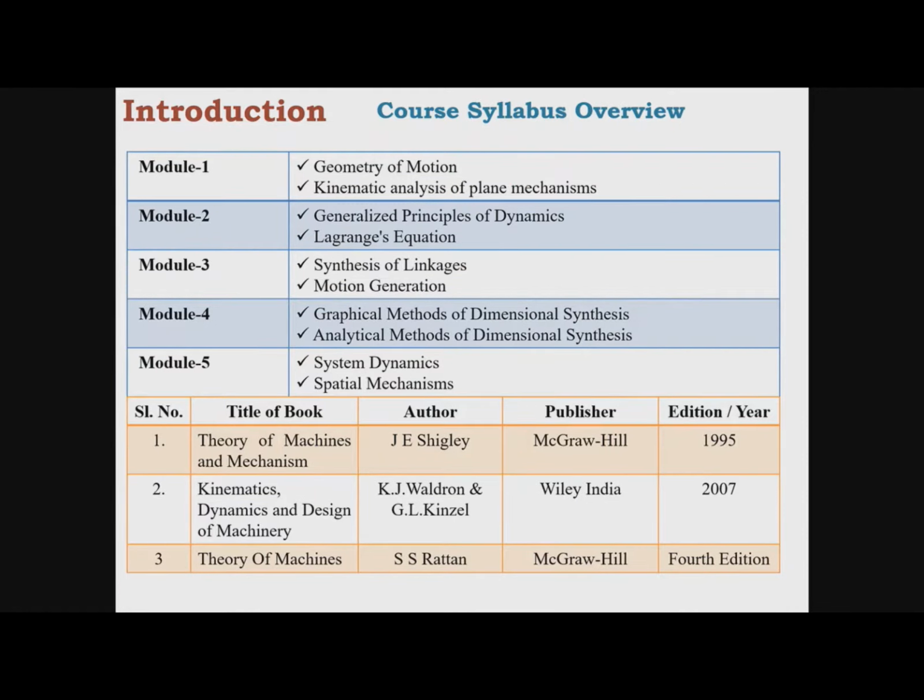The course syllabus has 5 modules, each containing 2 chapters. In module 1, we have geometry of motion and kinematic analysis of plane mechanisms. Module 2, generalized principles of dynamics and Lagrange's equation. Module 3, synthesis of linkages and motion generation. Module 4, graphical methods of dimensional synthesis and analytical methods of dimensional synthesis. Module 5, system dynamics and spatial mechanisms.